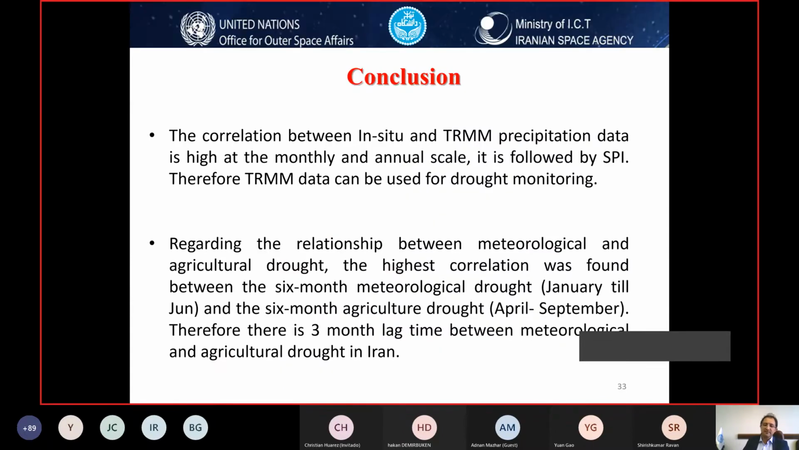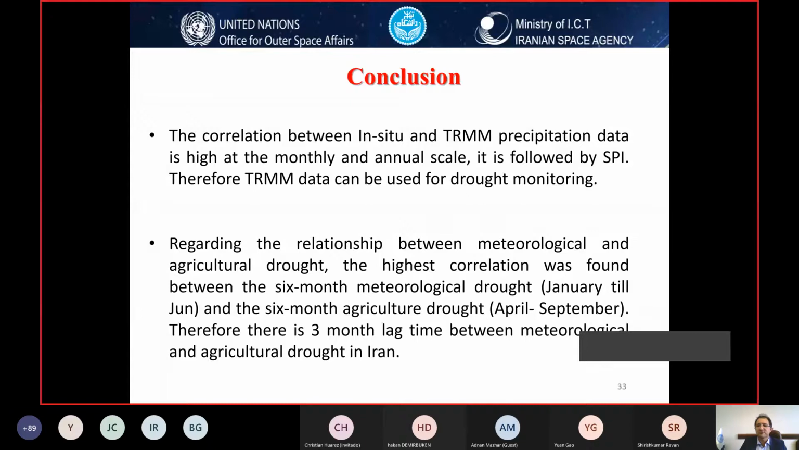As a conclusion of this study, I can say that the correlation between in-situ and TRMM precipitation data is high at the monthly and annual scale, and it is followed by SPI. Then we can use TRMM data or maybe other satellite-based precipitation data for drought monitoring.